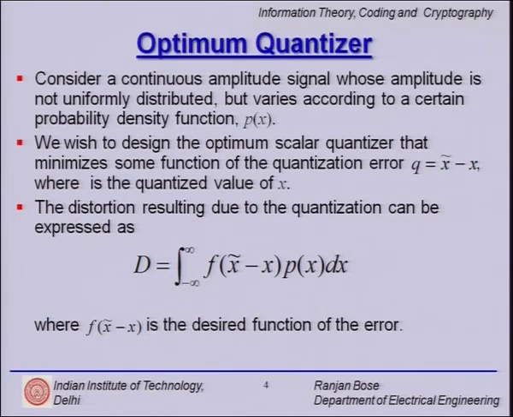So, let us have this continuous amplitude signal whose amplitude is not uniformly distributed. We also know something else. The probability density function of this amplitude varies and it is given by p of x. Now, we wish to design an optimum scalar quantizer that minimizes some function of the quantization error. Okay? So, quantization error q is x tilde minus x, where x tilde is the quantized value of x. Now, we define the distortion as D, it is integrated from minus infinity to infinity, some function of x tilde minus x. So, this is the quantization error, f is the function of that, weighted with the probability distribution of the amplitude p of x dx. Fine. So, I can have any properly defined function f of x tilde minus x.